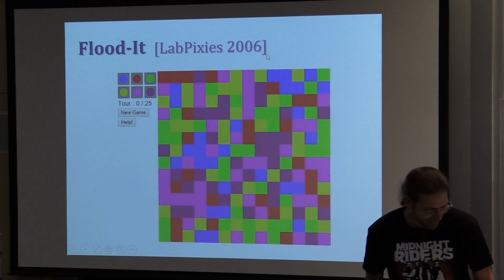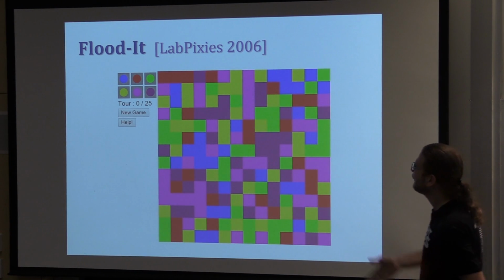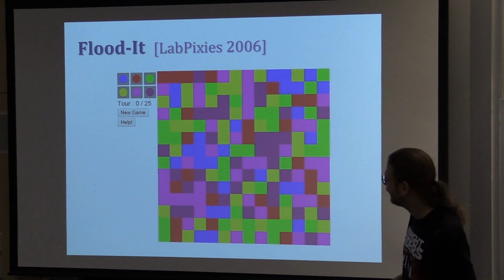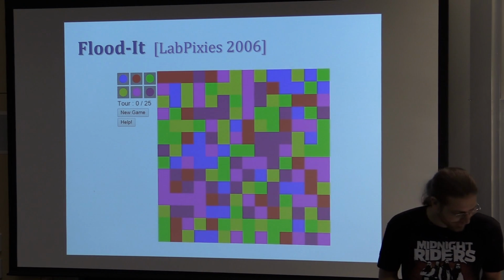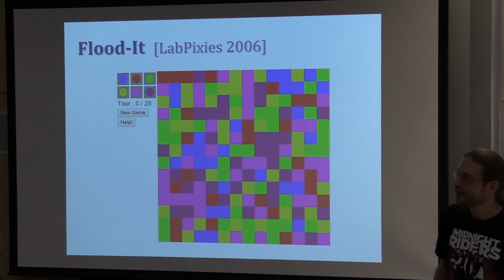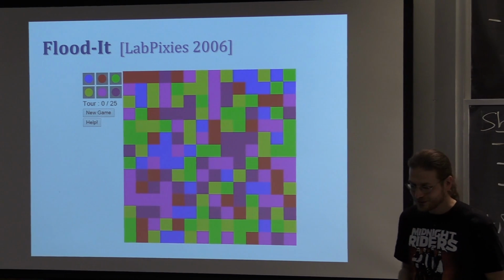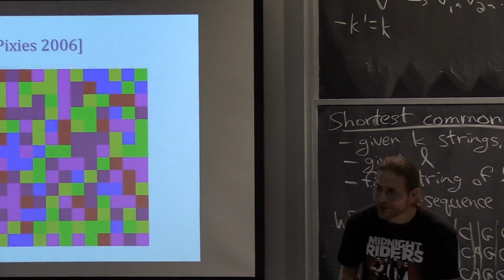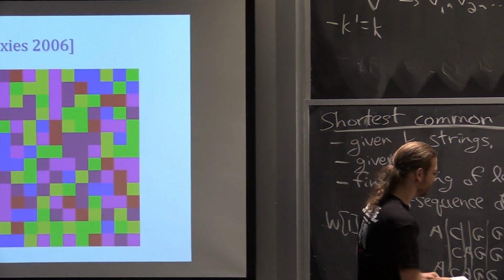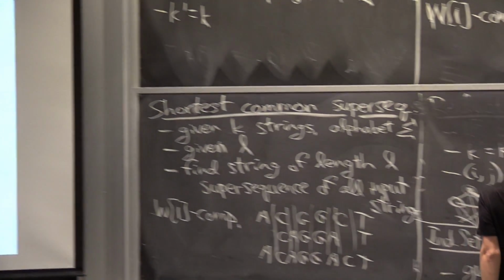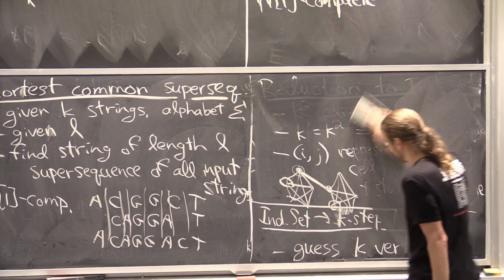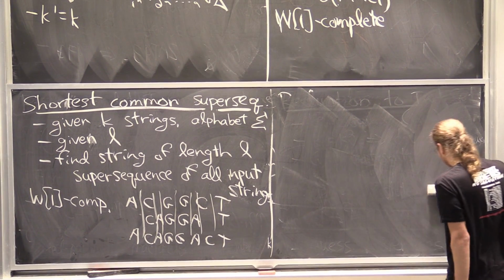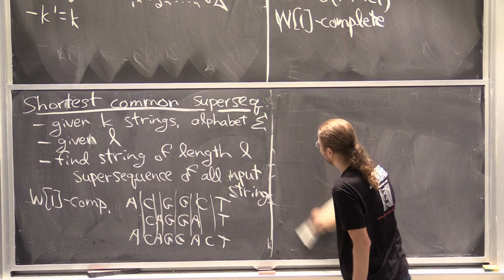Only played a few times, but this apparently became quite popular in 2006. A company called LabPixie, since bought by Google. But there's tons of free versions out there you can play. It's W[1]-complete with respect to the number of colors and number of leaves. I don't know if this is a generalization or a specialization, but it's a variation of the problem that's been studied. The only one I could find that talked about parameterized complexity of Flood-It.